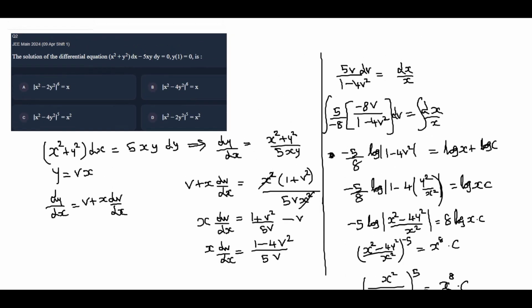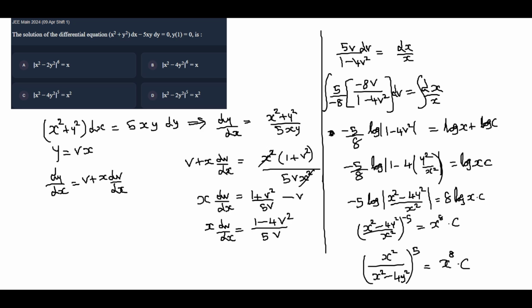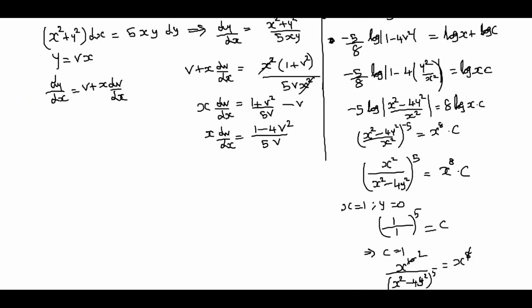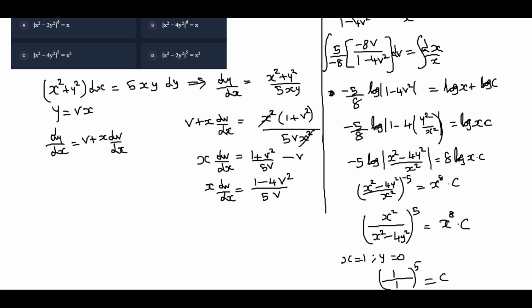So (x square minus 4y square) whole power 5, which is equal to x square, means it is option C. Yes, C is the correct answer. Next problem.